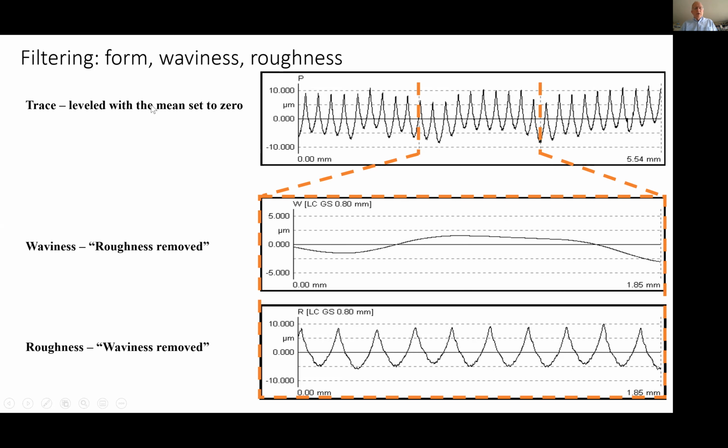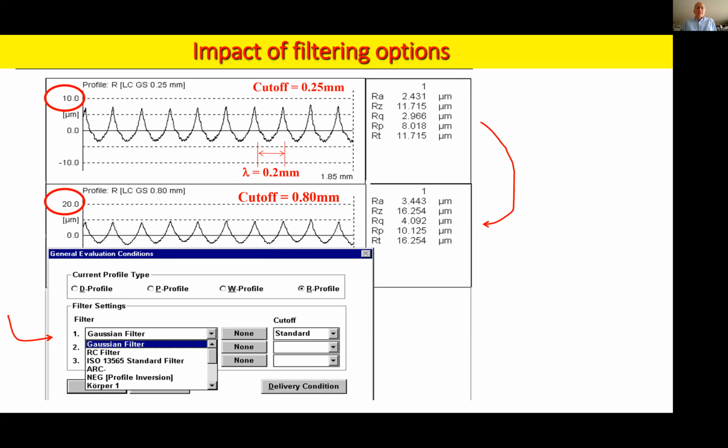Now, if we take a look at the filtering, filtering can have a large impact on the result. Often at high-level international conferences, I've seen people present roughness results, and you ask them, so what did you use for a cutoff filter for the roughness? A very important question.